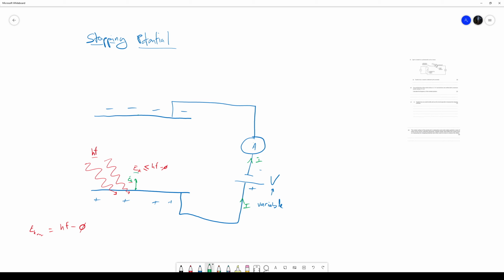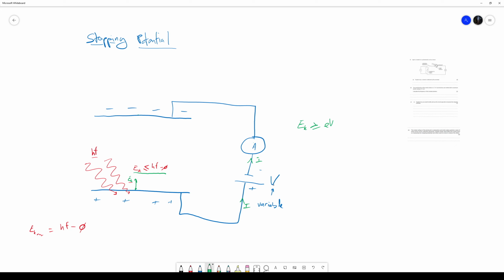This is the maximum kinetic energy that the electrons can have. Some of them will have less than that. So as I gradually increase V, the ones that have less energy will stop making it across the gap and will fall back down again. Because remember, for them to make it across the gap, we need this to be true. So the ones with the least kinetic energy will stop making it across the gap. As I continue to increase V, more and more of them will stop making it across the gap.